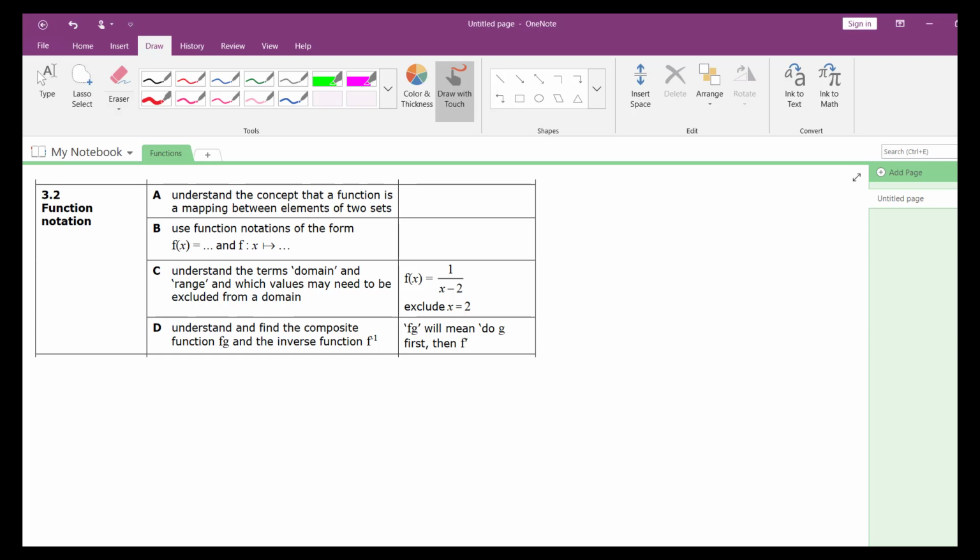Today we're looking at some GCSE maths and more specifically function notation. Now, I want to talk to you about part A of this section. This part of the spec wants us to understand that a function is a mapping between elements of two sets. The thing that stands out the most here is the word sets. And basically a set is a collection of objects.